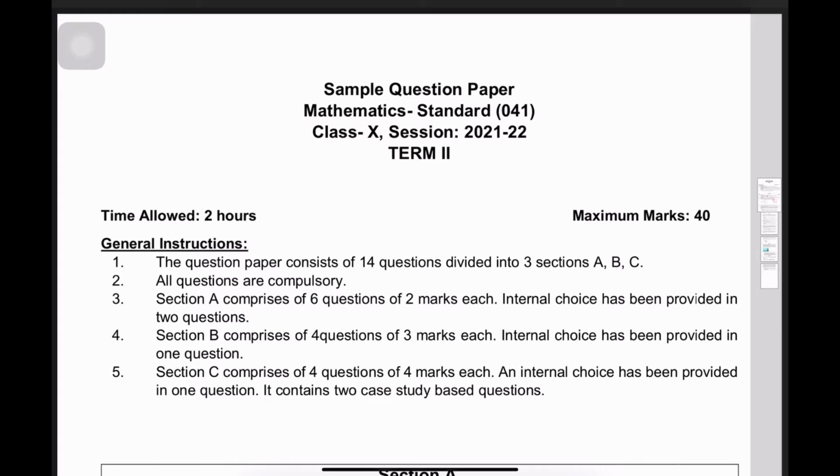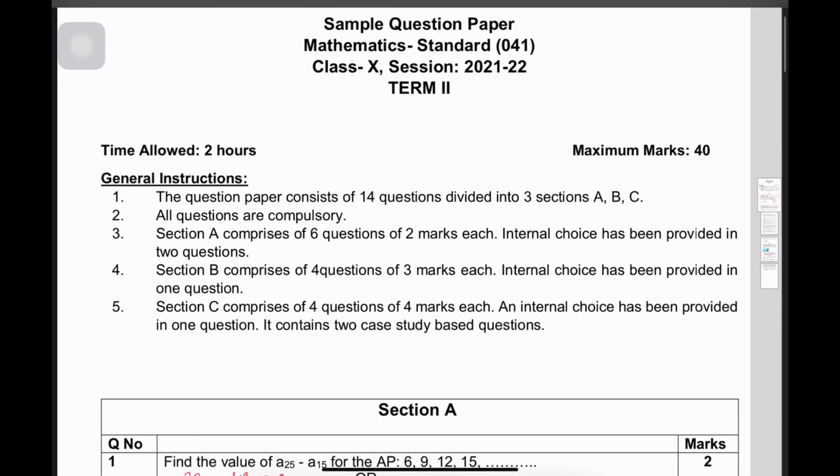Unlike the Term 1 question paper, where we had multiple choice questions, in this we don't have multiple choice questions. You have to answer the questions. The time allowed is 2 hours, and the maximum marks are 40. Let's go through the general instructions.